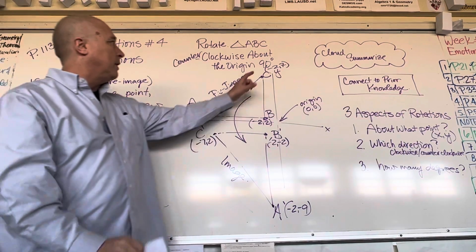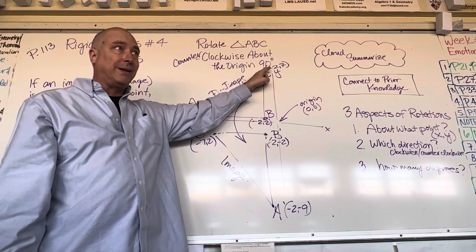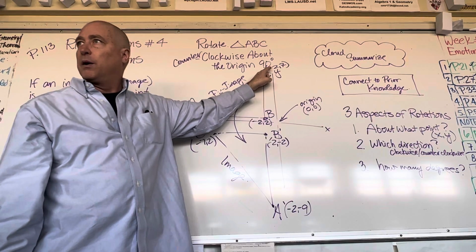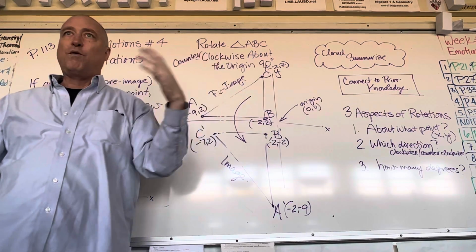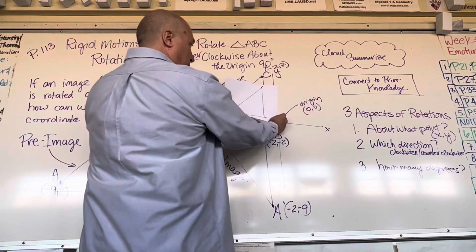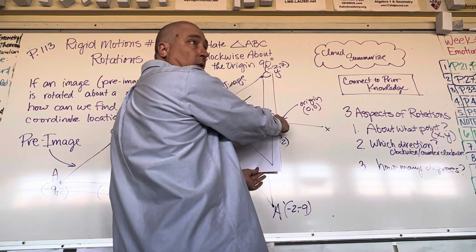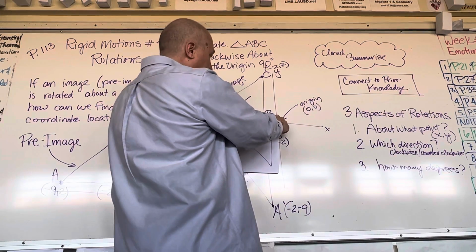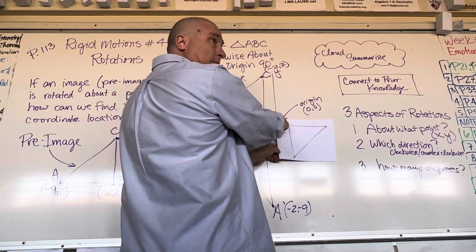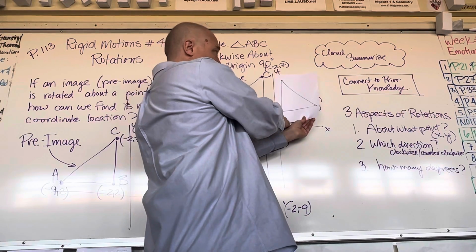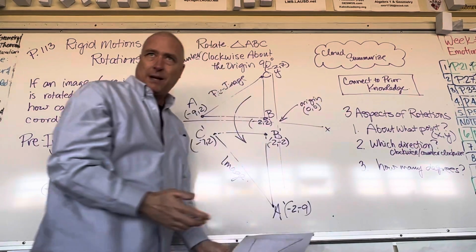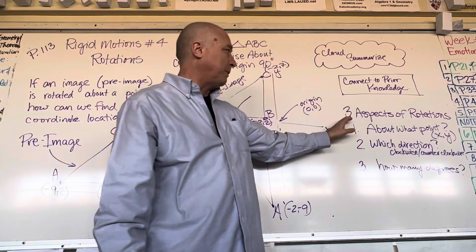So here's a measurement of 90 degrees, and that tells us how far. Does this make sense? I need to know how far to rotate it. So in this case, I'm starting here, I'm at the origin, I'm rotating 90 degrees counterclockwise. That's it. They could have told me 180, I would have then ended up over here. They could have said 270, I would have ended up here. Does that make sense?